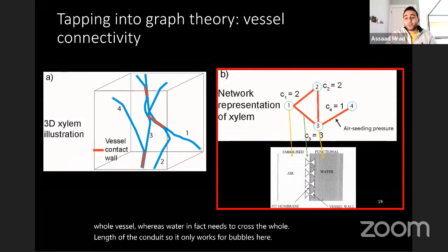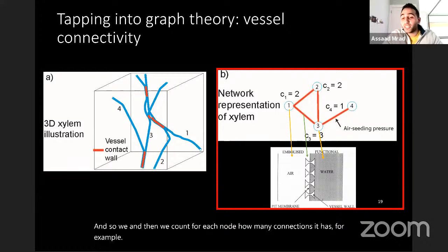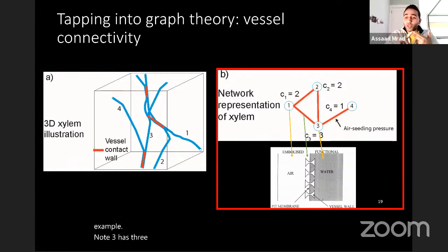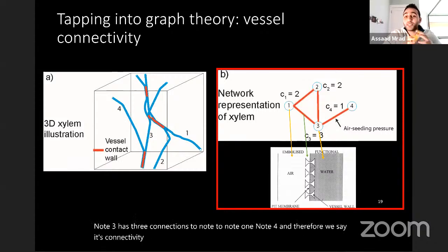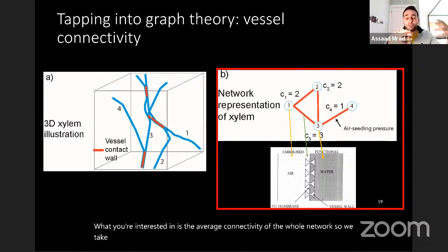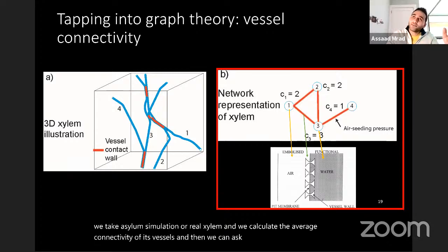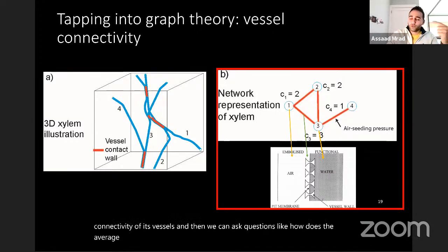And then we count for each node how many connections it has. For example, node number 3 has 3 connections to node 2, node 1, node 4, and therefore we say its connectivity is 3. What we're interested in is the average connectivity of the whole network. So we take a xylem simulation, or a real xylem, and we calculate the average connectivity of its vessels, and then we can ask questions like, how does the average connectivity of vessels or conduits affect a species' resistance to drought?